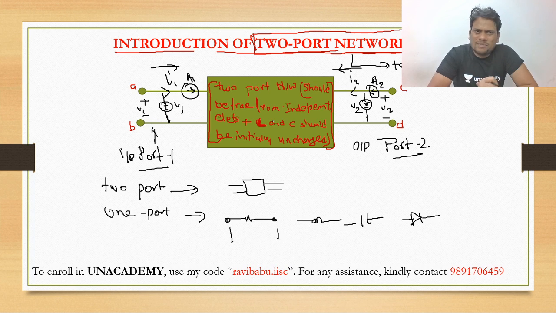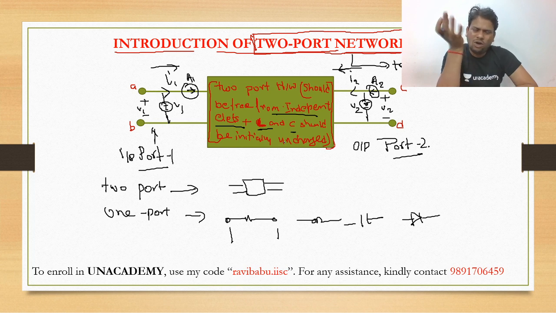Few students ask sometimes, sir, why we don't require any independent voltage source or current source here, and why inductor and capacitor are initially uncharged. See my dear friend, a 2-port network we generally consider linear. Obviously non-linear 2-port networks are also available, and please mind it, generally systems are non-linear, not linear. At least the transient period of the system will be non-linear.